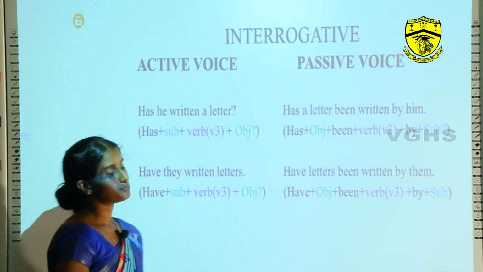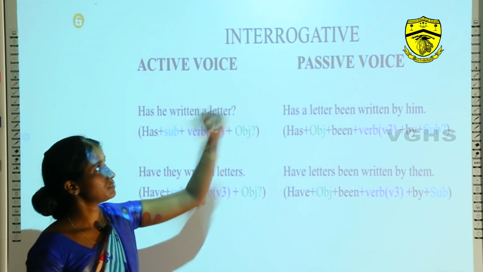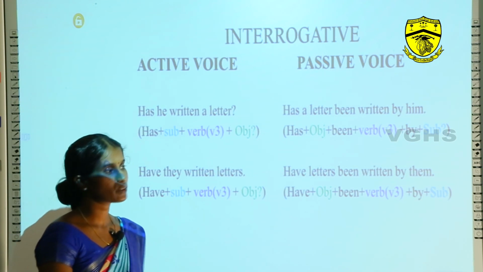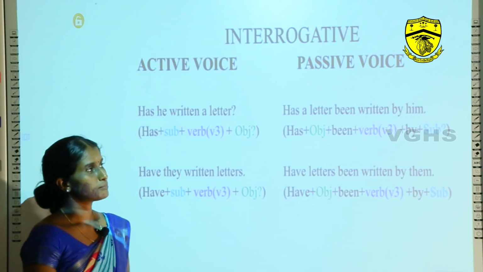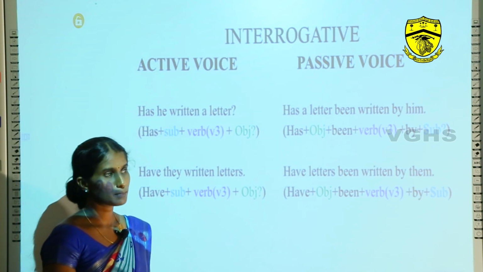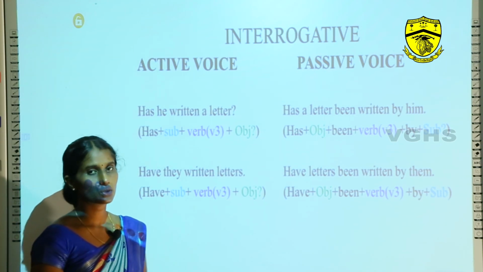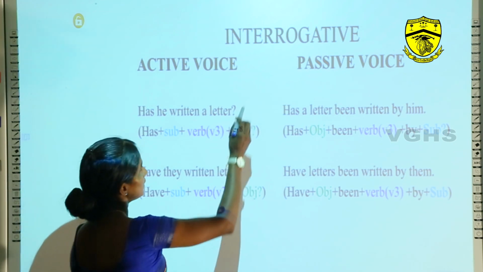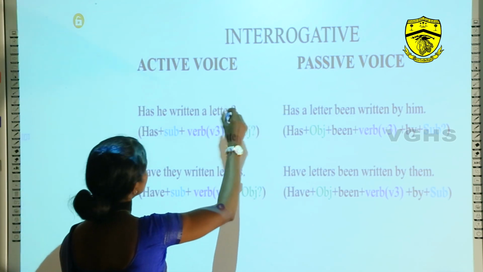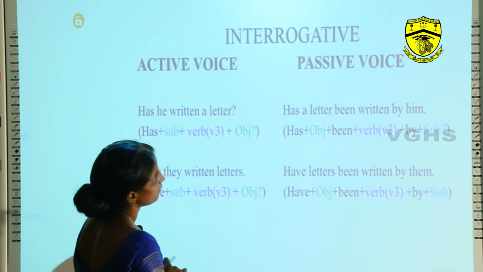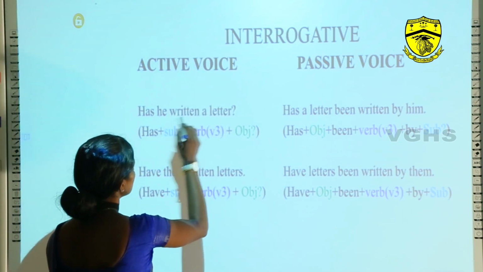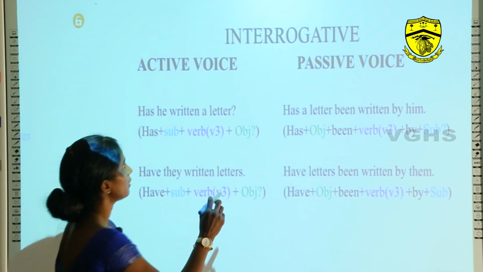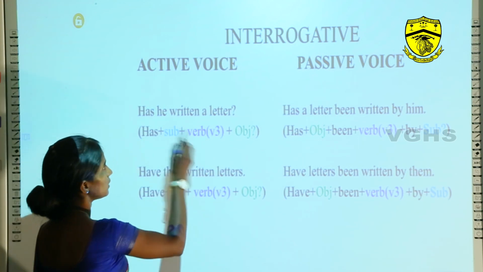Okay, now let's see the interrogative form. Do you know what the interrogative form is? Interrogative form means question form. There are two question forms, WH question forms and yes or no question forms. Here we want to change into the passive voice. In the active voice, this is the structure of the interrogative form.